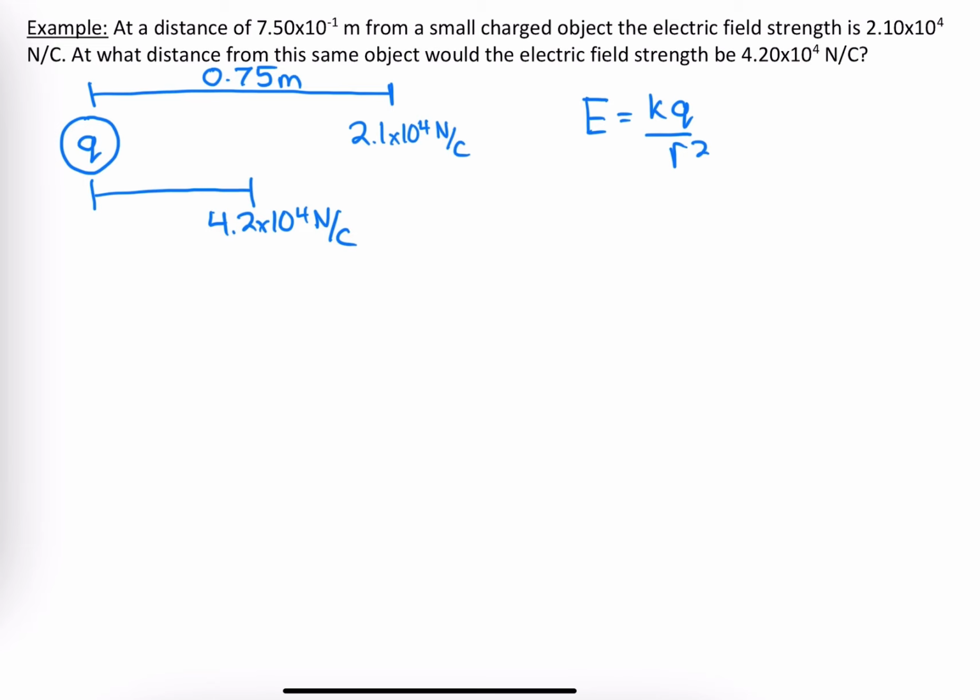First of all, I think it would be useful to find Q here. And we have enough information provided in this first part to do that. Let's call this first location where we're measuring this first electric field, let's call that A. And this second location that we're measuring the electric field, let's call that B. So let's look at A first.